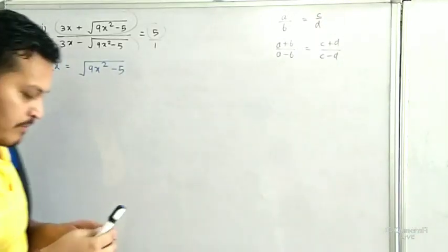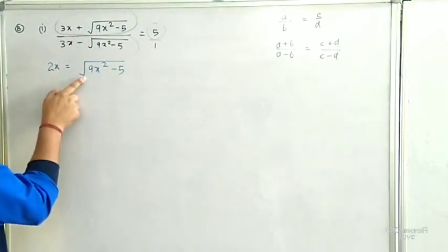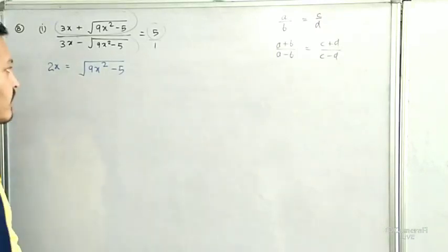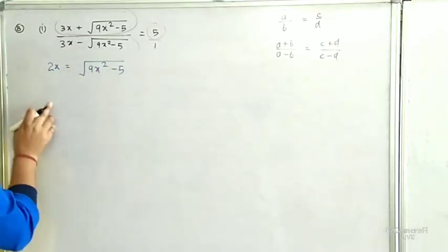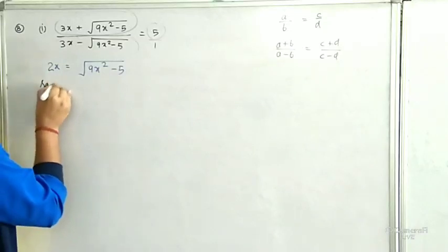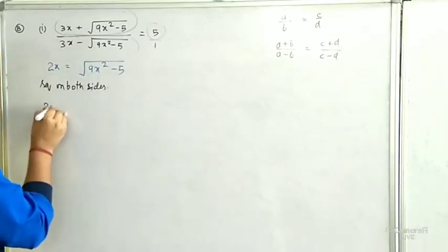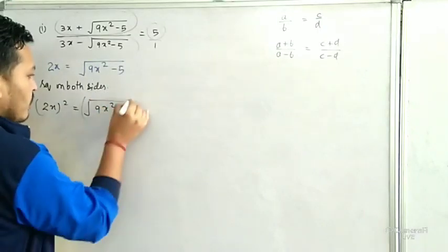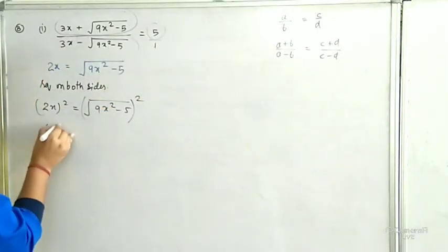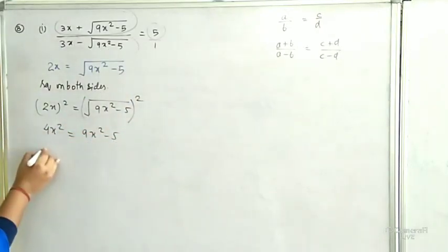Here also many students make mistakes. What to do? If you want to remove the square root, the whole left hand side will be squared. The second thing, we can do squaring on both sides. Squaring on both sides, you can remove the root from the right hand side, so the left hand side will be a whole square. So 2x whole square is equal to root 9x square minus 5 whole square. Then 4x square is equal to 9x square minus 5, as root and square cancel out.